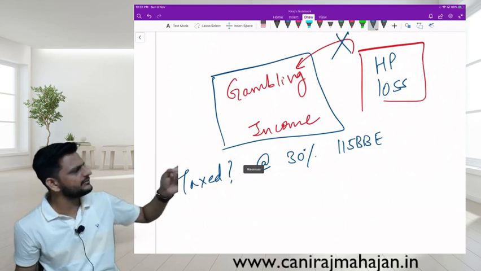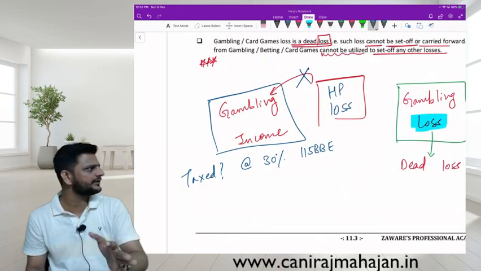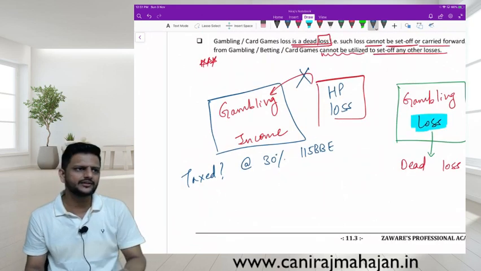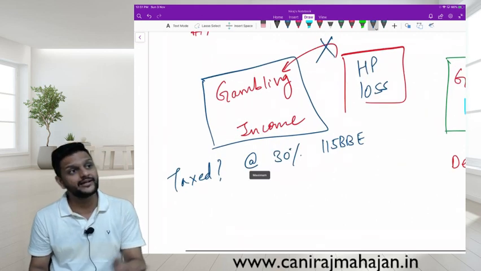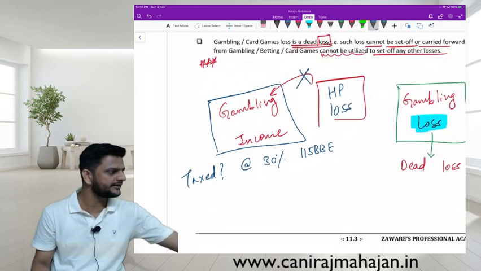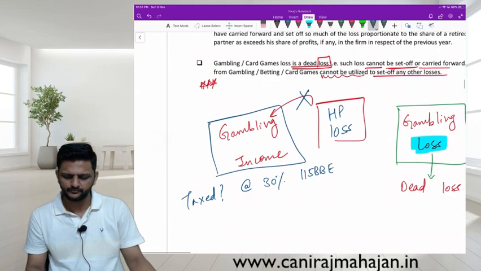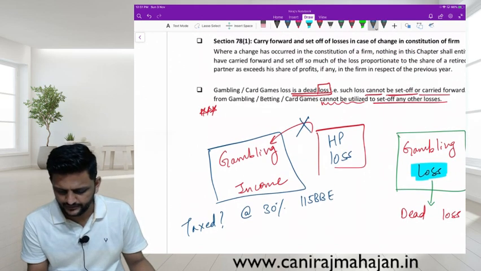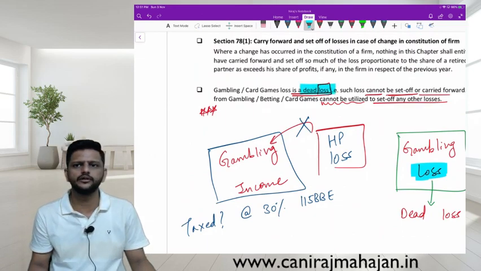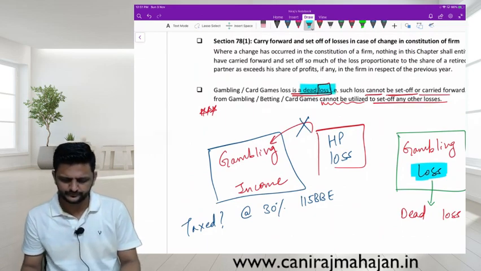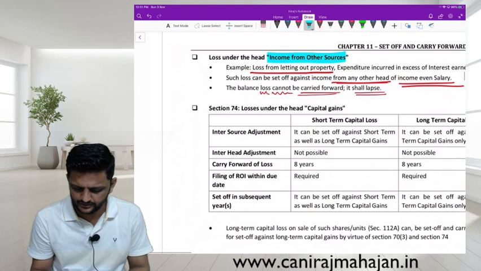Understood? If by mistake we set off HP loss with gambling income, it means what? You are reducing the gambling income, and then on the reduced income you tax at 30%, that is not allowed. Understood here everyone? Yes? So it is known as what? Purely dead loss. Clear? Fine. Come to CG, capital gains.